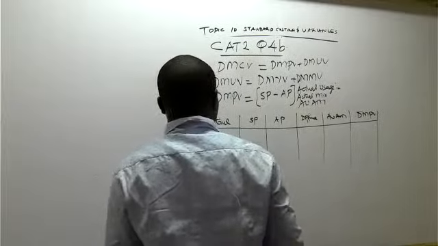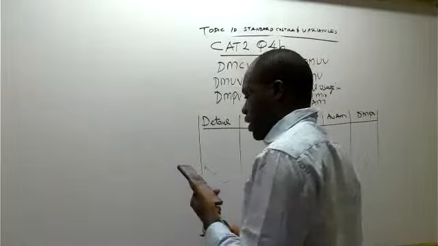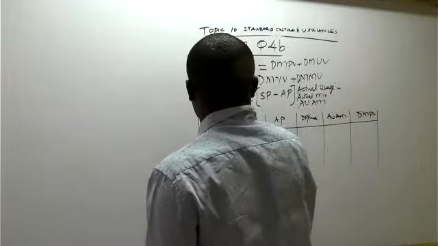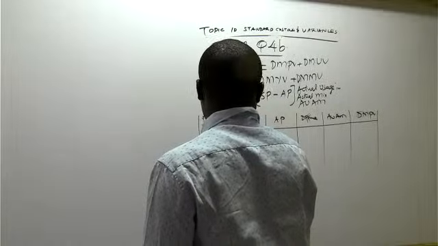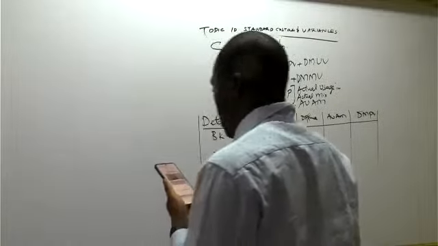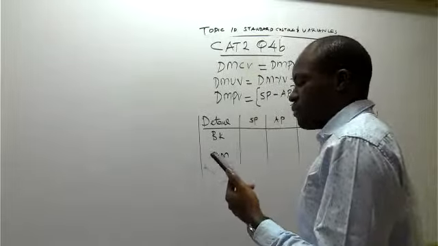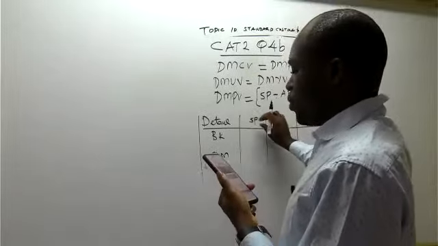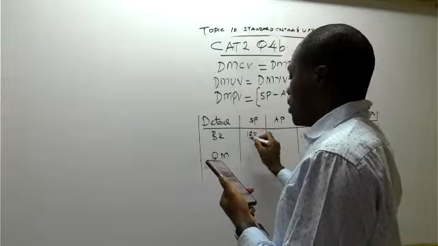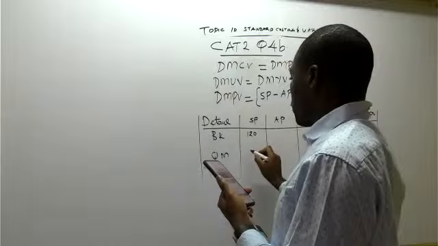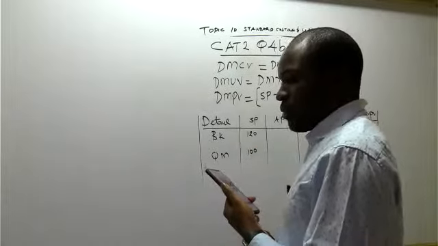We are dealing with which materials? We are dealing with the BK. We are dealing with QM. So BK, what is the standard price? The standard price has been given above. Standard price of BK is 120, and QM is 100. I believe you're able to see that.